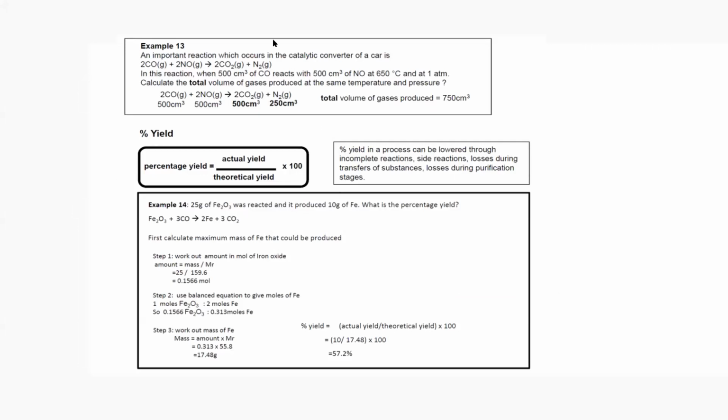Then the percentage yield. Actually we will not get what we should get. Using this we can work out the percentage yield. So for example, 25 grams of iron oxide reacted to produce 10 grams of iron. So this is a practical value. Theoretically, it should give a different amount. First, we work out 25 divided by the molar mass of iron oxide, and we get the moles of iron oxide. Using the moles of iron(III) oxide, we get the moles of iron. So the ratio is 1 to 2.